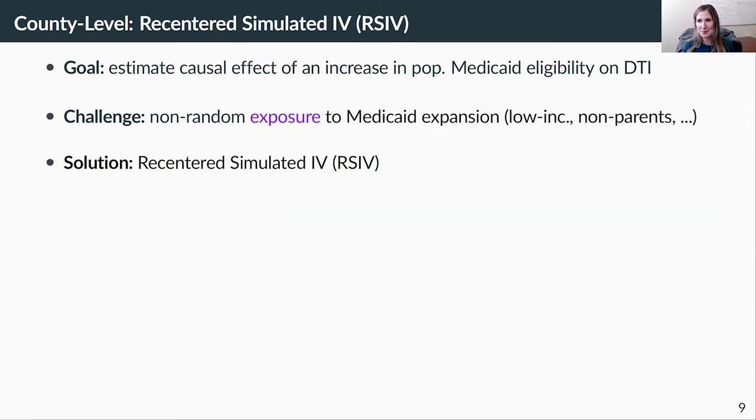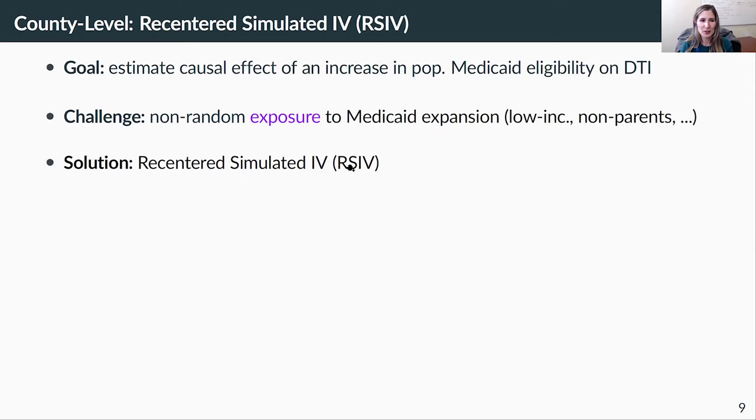So the goal for the county level analysis with this recentered simulated IV is to estimate the causal effect of an increase in the fraction of the population eligible for Medicaid on county level debt to income ratios. Now, identification wise, what we would be worried about if we thought to just run the naive OLS regression would be that exposure to the Medicaid expansion is non-random. So you're more likely a zip code, for example, that has a lot of low income people and a lot of non-parents, they're going to be much more exposed because it's the low income people that are at the margin of becoming eligible. And a big part of the ACA expansion was to open up Medicaid to people that didn't have dependents as well. So counties that saw bigger increases in eligibility are going to be different, and probably in other ways that also affect their access and demand for household debt.